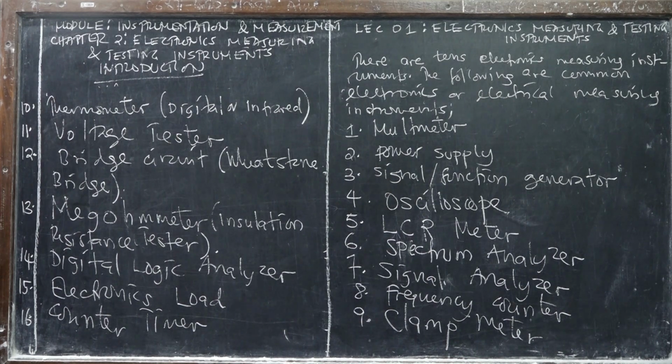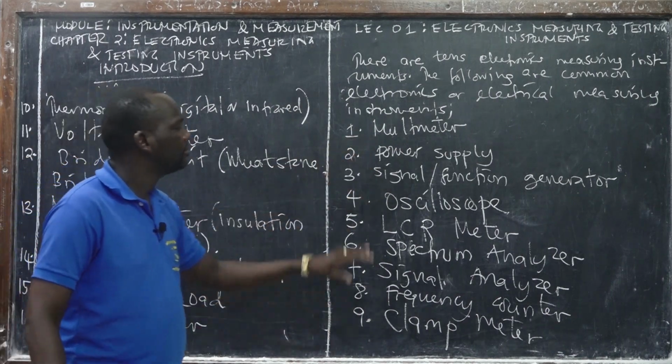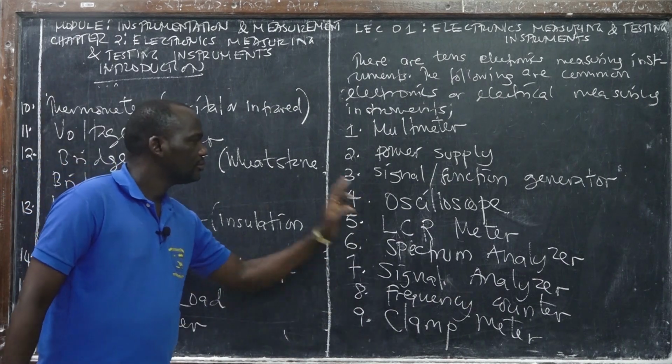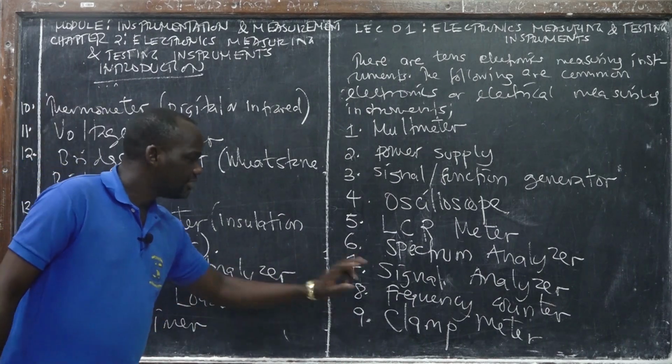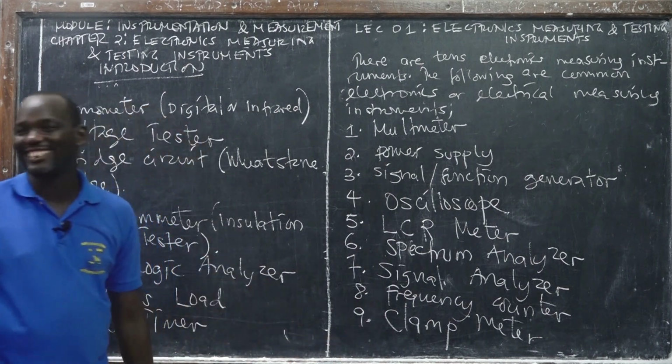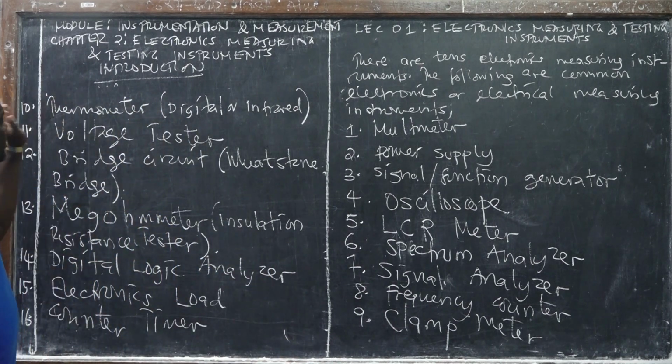So class, say: multimeter, power supply, signal or function generator, oscilloscope, LCR meter, spectrum analyzer, signal analyzer, frequency counter, clamp meter, thermometer digital or infrared, voltage tester, bridge circuit or Wheatstone bridge, megohmmeter or insulation resistance tester, digital logic analyzer, electronic load, counter timer.